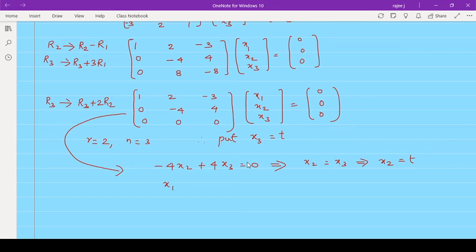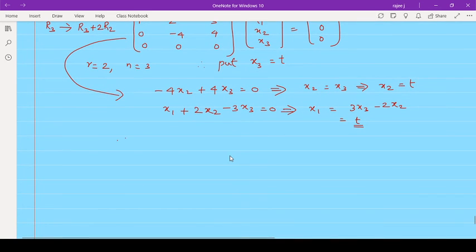Now from the first equation, x1 plus 2x2 minus 3x3 equal to 0, that means x1 equal to 3x3 minus 2x2, taking to the right side. So it is 3t minus 2t, that is t again. So all the three values, therefore x is equal to x1, x2, x3, that is 1, 1, 1 times t. So the required eigenvector is 1, 1, 1, or you can write the transpose of 1, 1, 1. Both are right. Okay, so this is the first one.